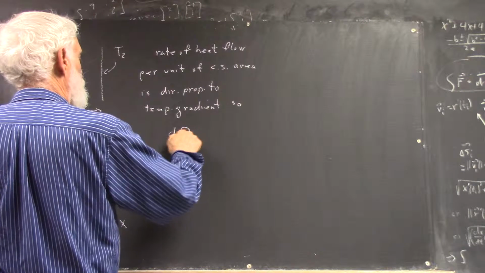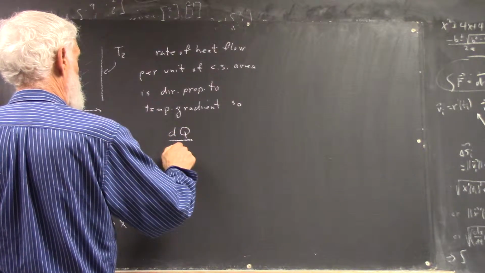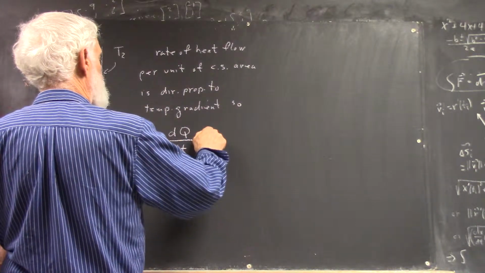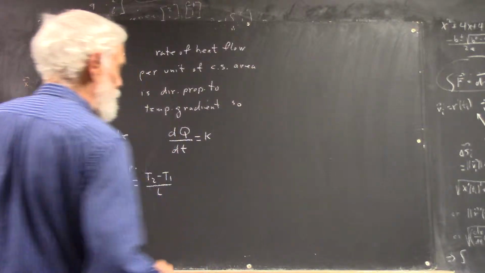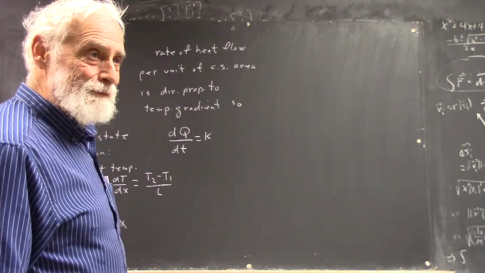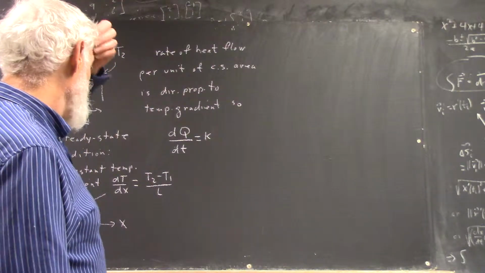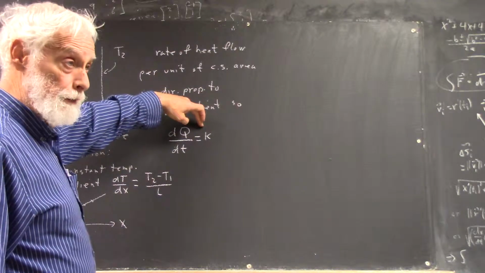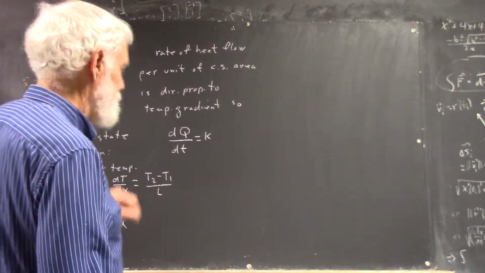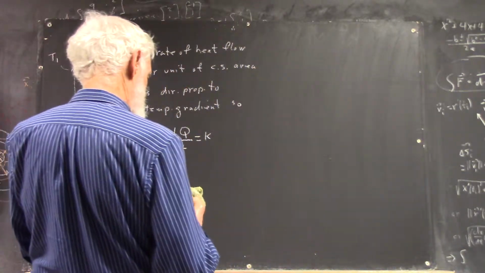Going to use Q for heat. So dQ/dt is equal to some constant. And K gets overused as a constant. It has many different uses. In this case, it's going to be the thermal conductivity. And I'm kind of writing this out of habit rather than thinking about what I'm writing.